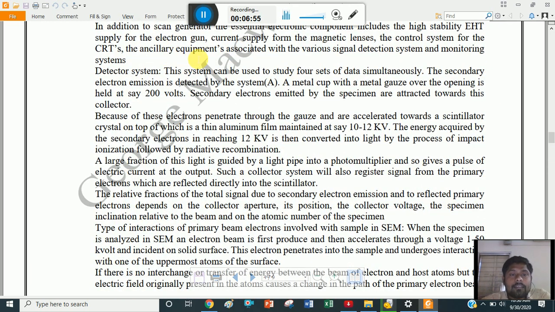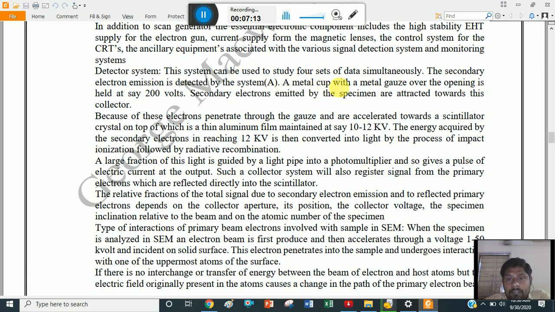The ancillary equipment associated with the various signal detection and monitoring systems. The detector system, that is the instrumentation of SEM. This system can be used to study a full set of data simultaneously. A secondary electron emission is detected by the system.